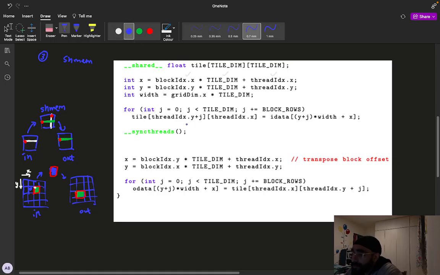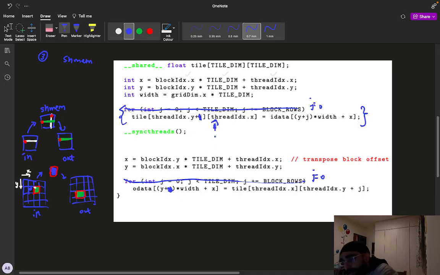Let's ignore this j component. Let's say just that j is 0 for the sake of simplicity. Okay, so in this first step, each thread stores one data location from its corresponding xy location into the shared memory.